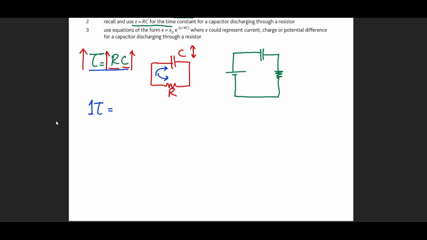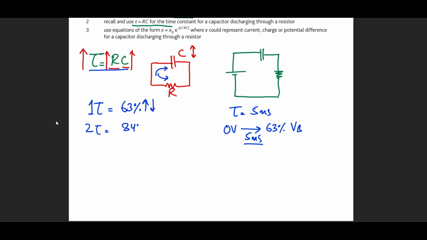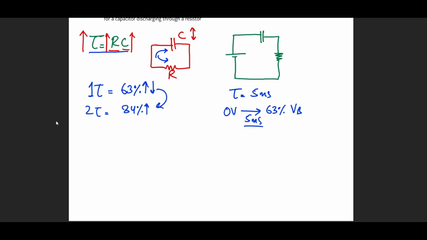One time constant tells us that there is going to be a 63% increase or decrease in comparison to the previous value. For example, if the time constant for a capacitor is 5 milliseconds, it will go from 0 volts up to 63% of its battery voltage within 5 milliseconds if it was connected for charging. Similarly, 2 time constants will mean it goes up to 84% of its original value, which is again 63% of the remaining amount. So let's ignore the complex mathematics and go to the final answer.